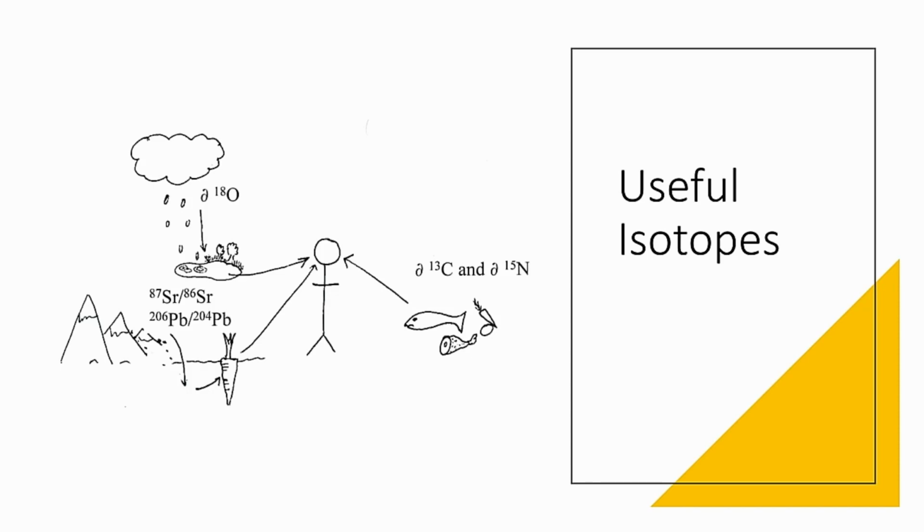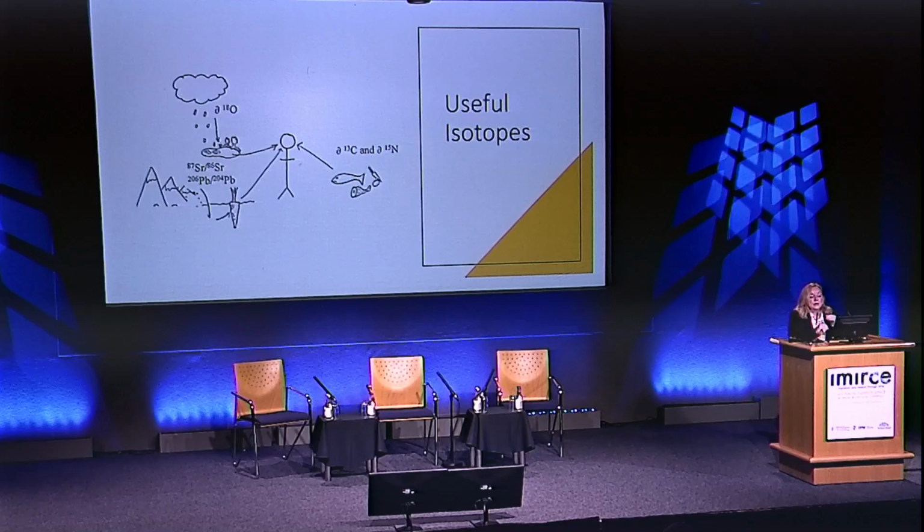And we have certain ratios that we measure for strontium. And then we use carbon and nitrogen, which can tell us about food pathways and diet. It can also tell us about mobility, but I'm not going to talk about those too much today, because we're going to focus on the migrants, the mobility.